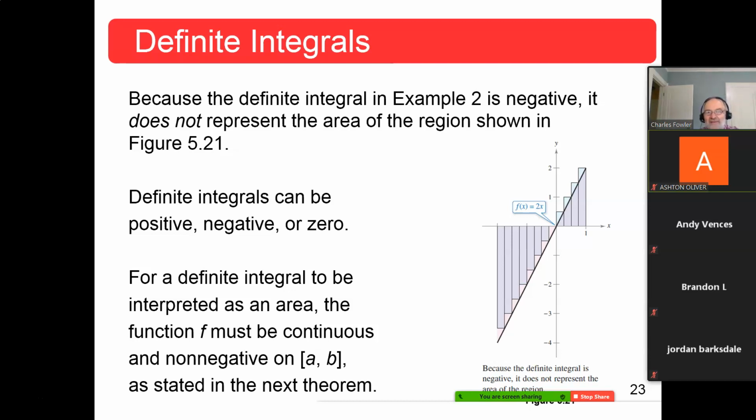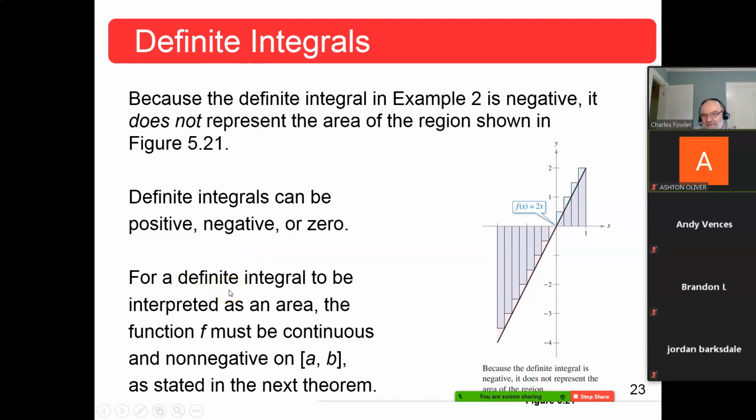Can you color in an area of negative 3 square inches? No, there is no area of negative 3. Areas are always positive. So this doesn't represent an area per se, but it does represent what you might call a net area. So definite integrals can be positive, negative, or zero. They do represent a net area, but they don't represent a total area.